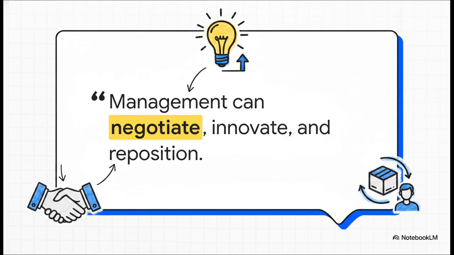Management can negotiate with suppliers. They can innovate past their competitors. They can reposition products for changing consumer tastes. You have real agency here. That is the fundamental difference you need to remember.